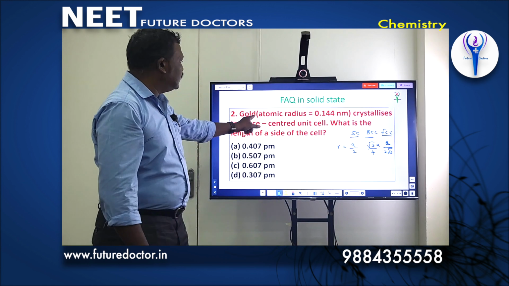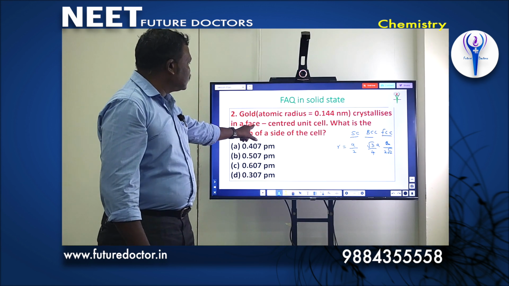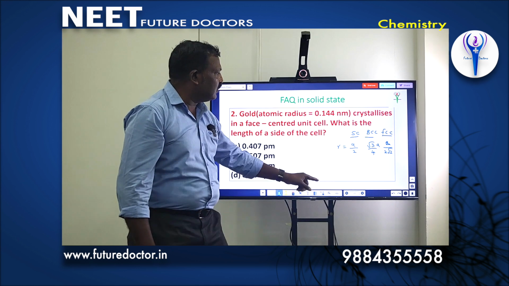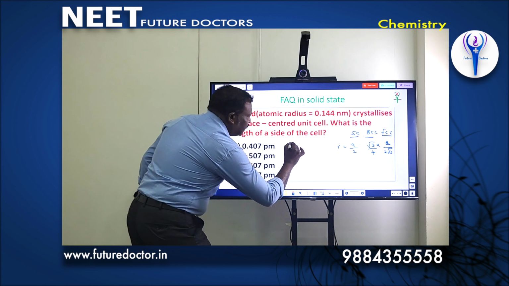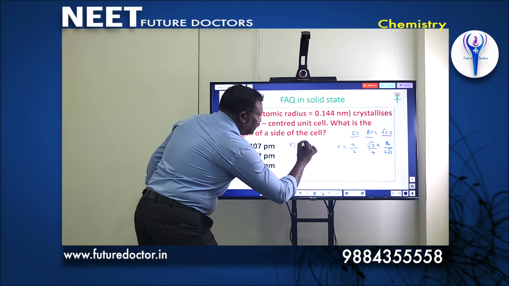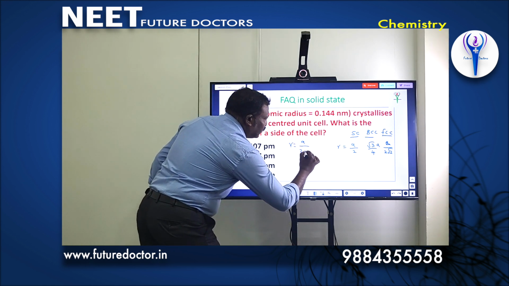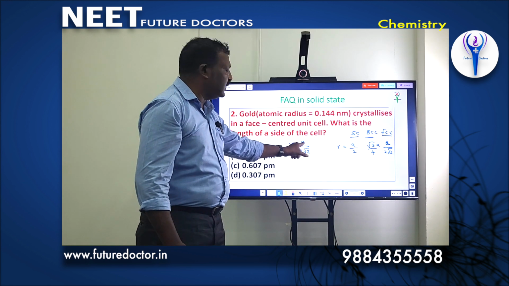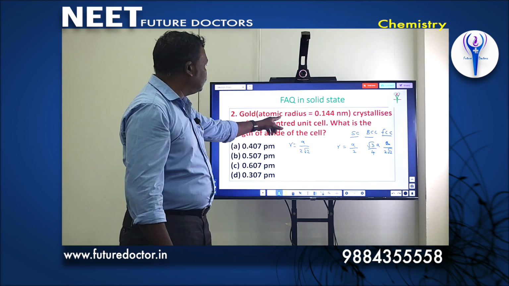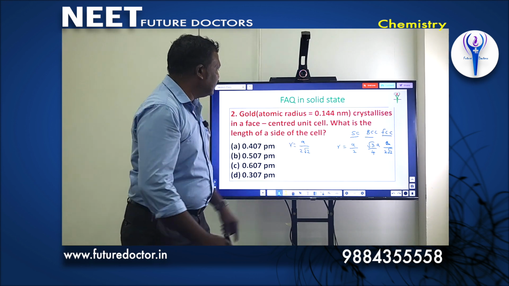But here see the sum. Gold belongs to face centered cubic, so I use this formula. The radius is equal to a by 2 root 2. Understood? So what's the length of the side of the cell? They're asking for a only. So if you substitute whatever radius is given, what do we get?